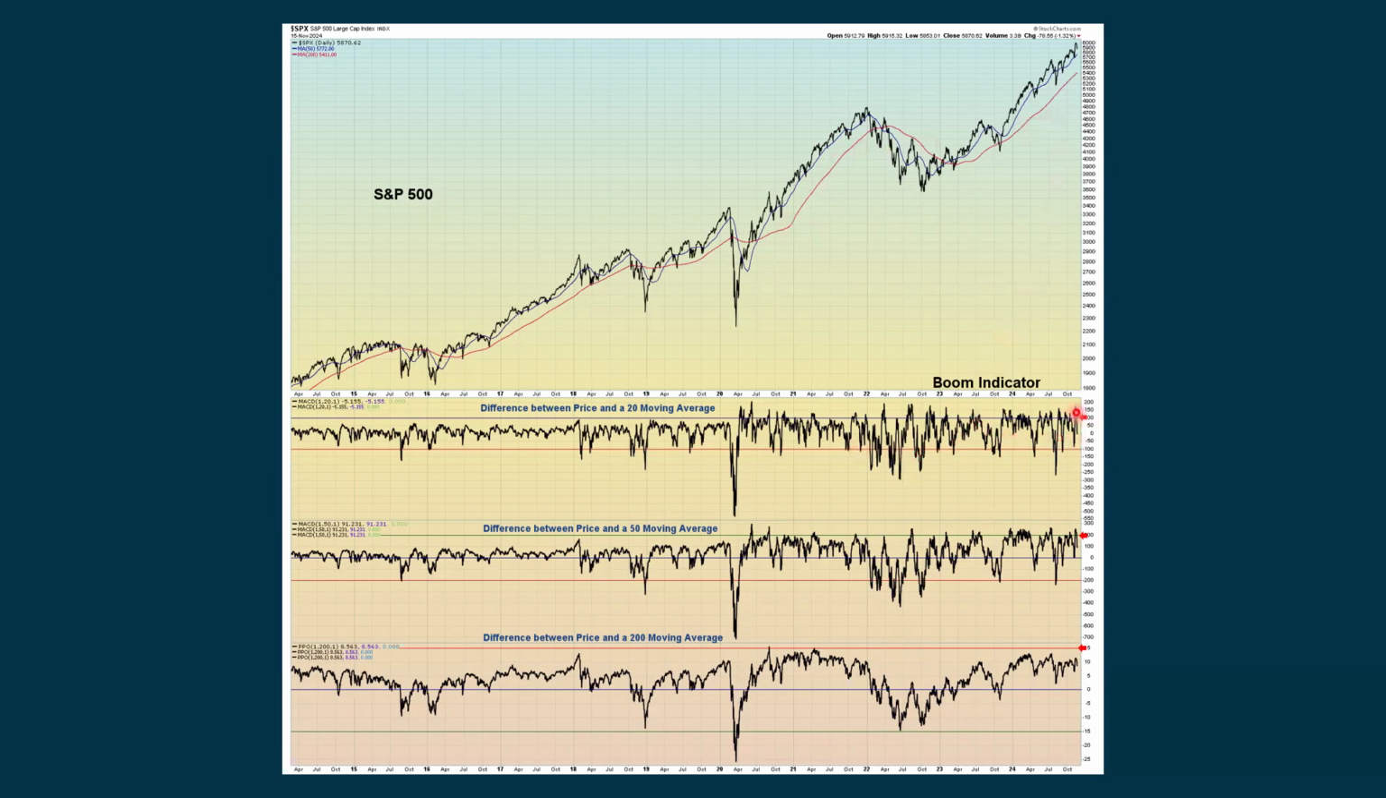And we were getting kind of far away from the 20 and the 50. Well, since that time, as we've been coming back down, we use these indicators down below like an oscillator. And we had worn off being extreme positive, both with the 20 and the 50.